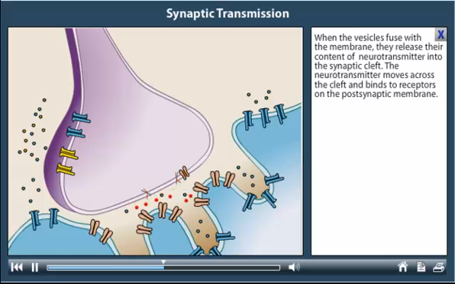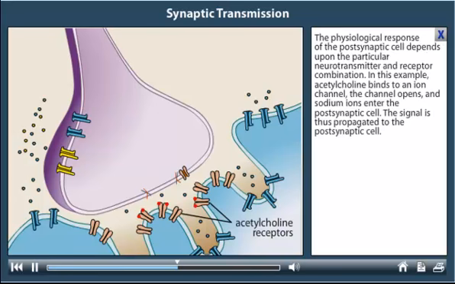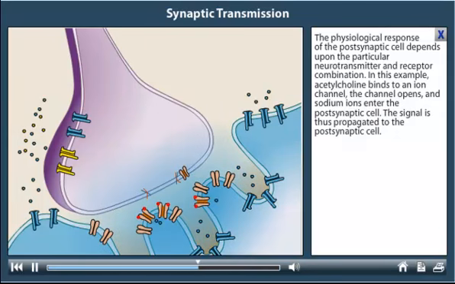The neurotransmitter moves across the cleft and binds to receptors on the postsynaptic membrane. The physiological response of the postsynaptic cell depends upon the particular neurotransmitter and receptor combination. In this example, acetylcholine binds to an ion channel. The channel opens, and sodium ions enter the postsynaptic cell. The signal is thus propagated to the postsynaptic cell.